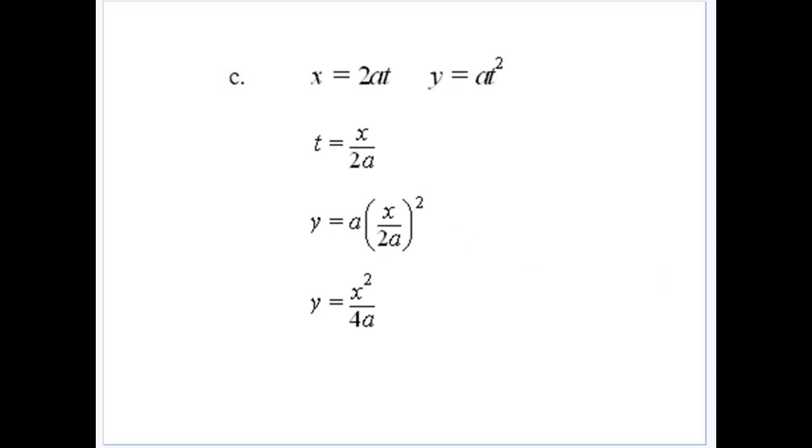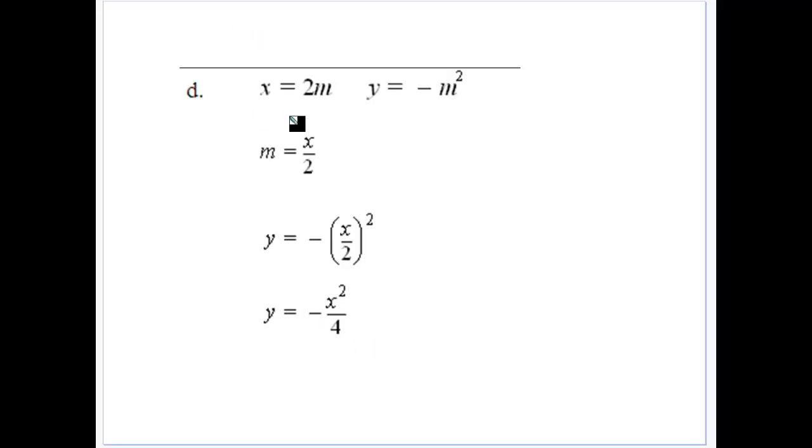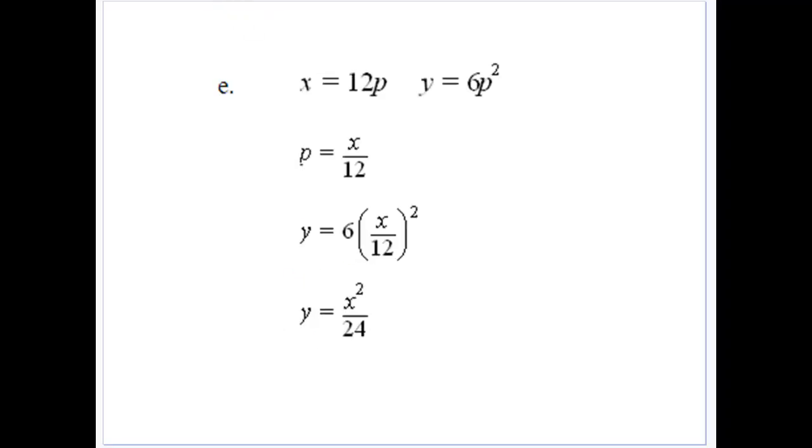2at, at squared, well, this is our general form. Okay, we're coming back there, so we're able to see that we can manipulate down to x squared on 4a, or x squared is equal to 4ay, whichever way we want to do it. x is 2m, and minus m squared. Again, m in terms of x, sub it in so we get back to y in terms of x. All that manipulation, and leave it whichever way we like.